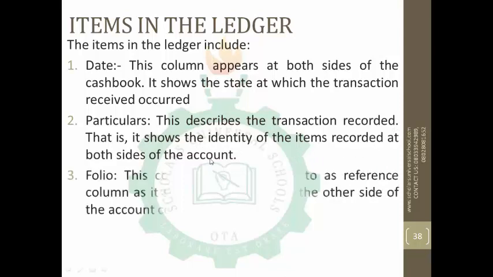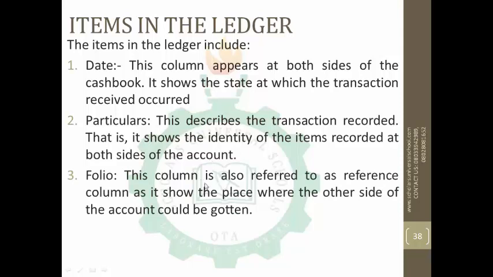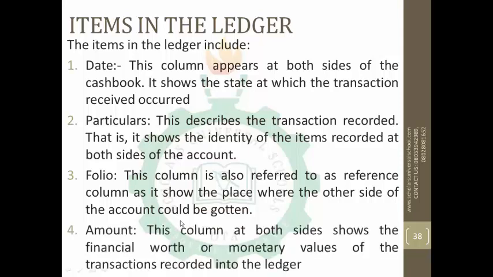So this next one is folio, and I've mentioned that this column is also referred to as the reference column, and it shows the place where the other side of the account could be gotten. Okay, I'm saying that this particular transaction, you can find on receipt number 22002. So that's the receipt. Definitely, if I check my receipt number, I will be able to see that this person actually made this payment. All right, so that is what folio is used for.